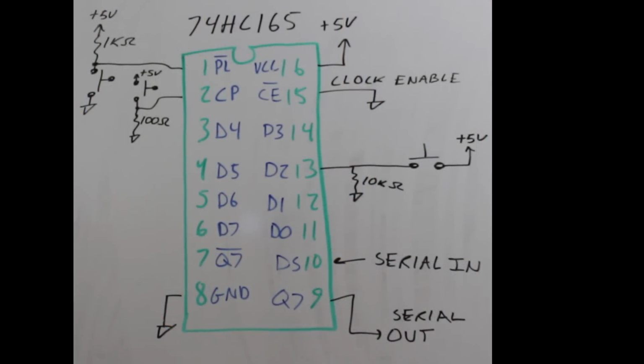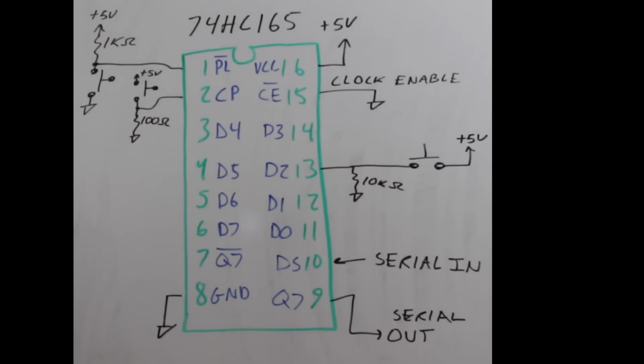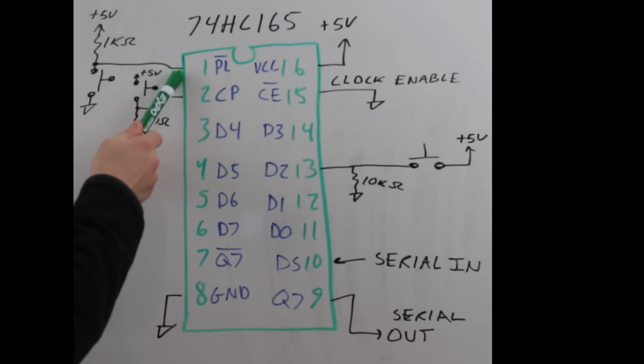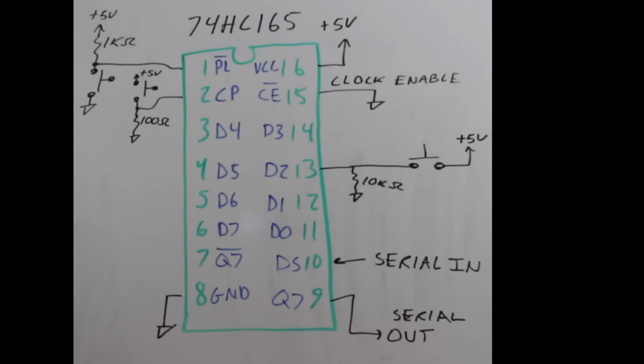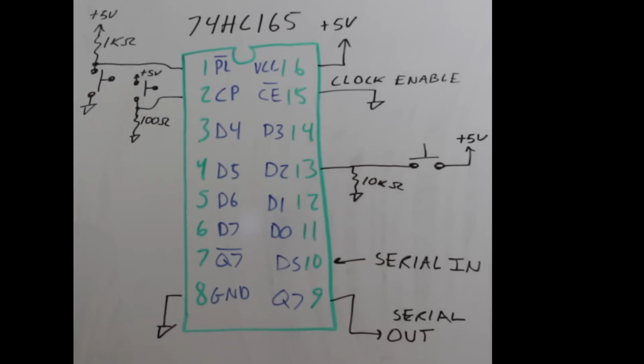All right, so here's how to hook everything up. You've got VCC connected to 5 volts, your ground to ground. Your control pins are your parallel load pin, which is active low. So I have it pulled up with a 1K ohm resistor to 5 volts. And then with a push button from the pin to ground, I can push the push button in and that'll load the status of the digital inputs to the internal registers.